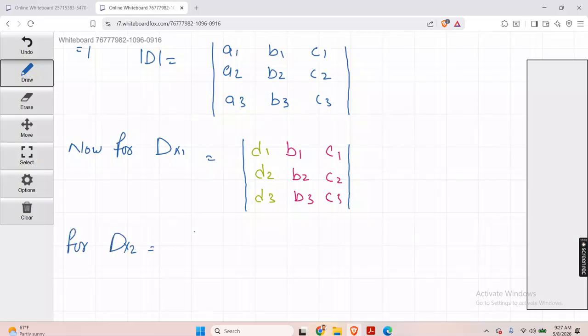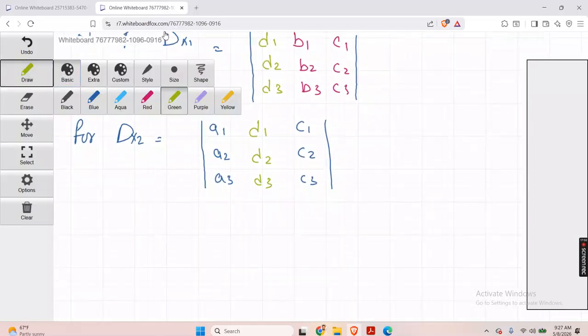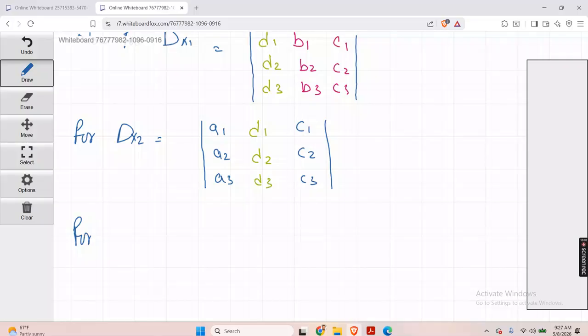For dx2, A1, A2, A3, C1, C2, C3. This one will change now, the second column becomes D1, D2 and D3. For dx3, A1, A2, A3, B1, B2, B3. Now the last column will change, which is D1, D2 and D3.